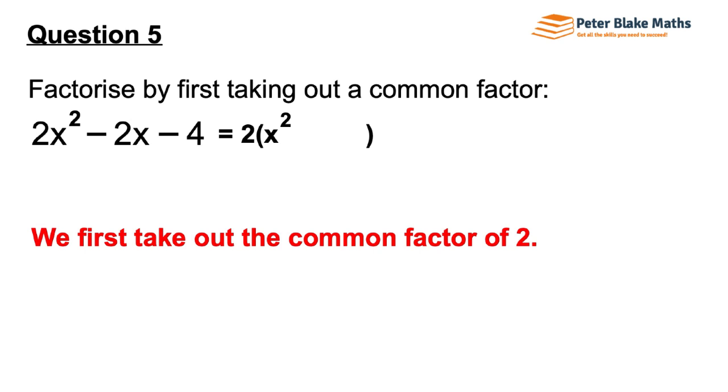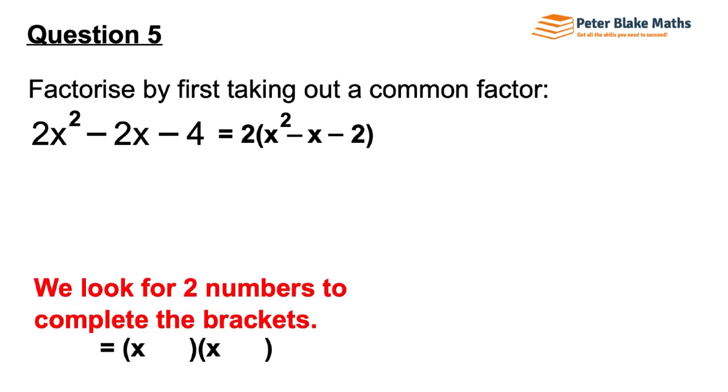Then we'll ask ourselves again, what have we got to multiply 2 by to get minus 2x? We'll need a minus x. What have we got to multiply 2 by to get minus 4? We'll need a minus 2 in the bracket. So we're just taking out a common factor of 2 there to simplify things.